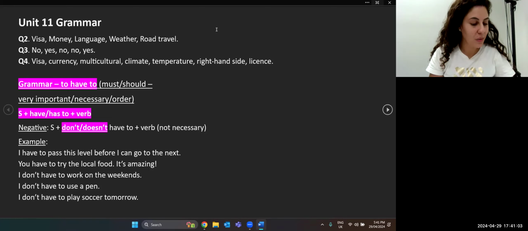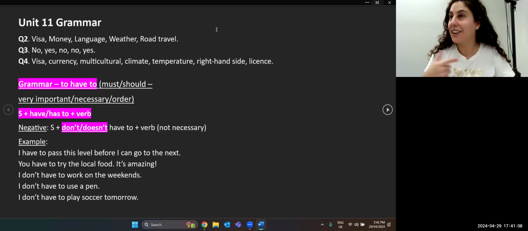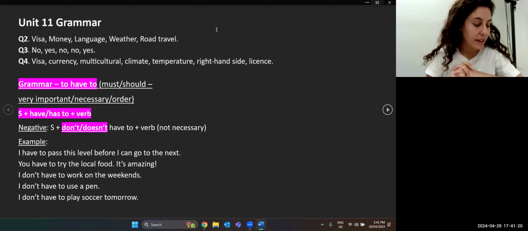And what do you do before you go on a holiday? Do you make a list? I know I do. I make a long list of the things that I need. I make sure I have my passport. I make sure I have the visa. I check the things for the country. So it's really important that we do that.